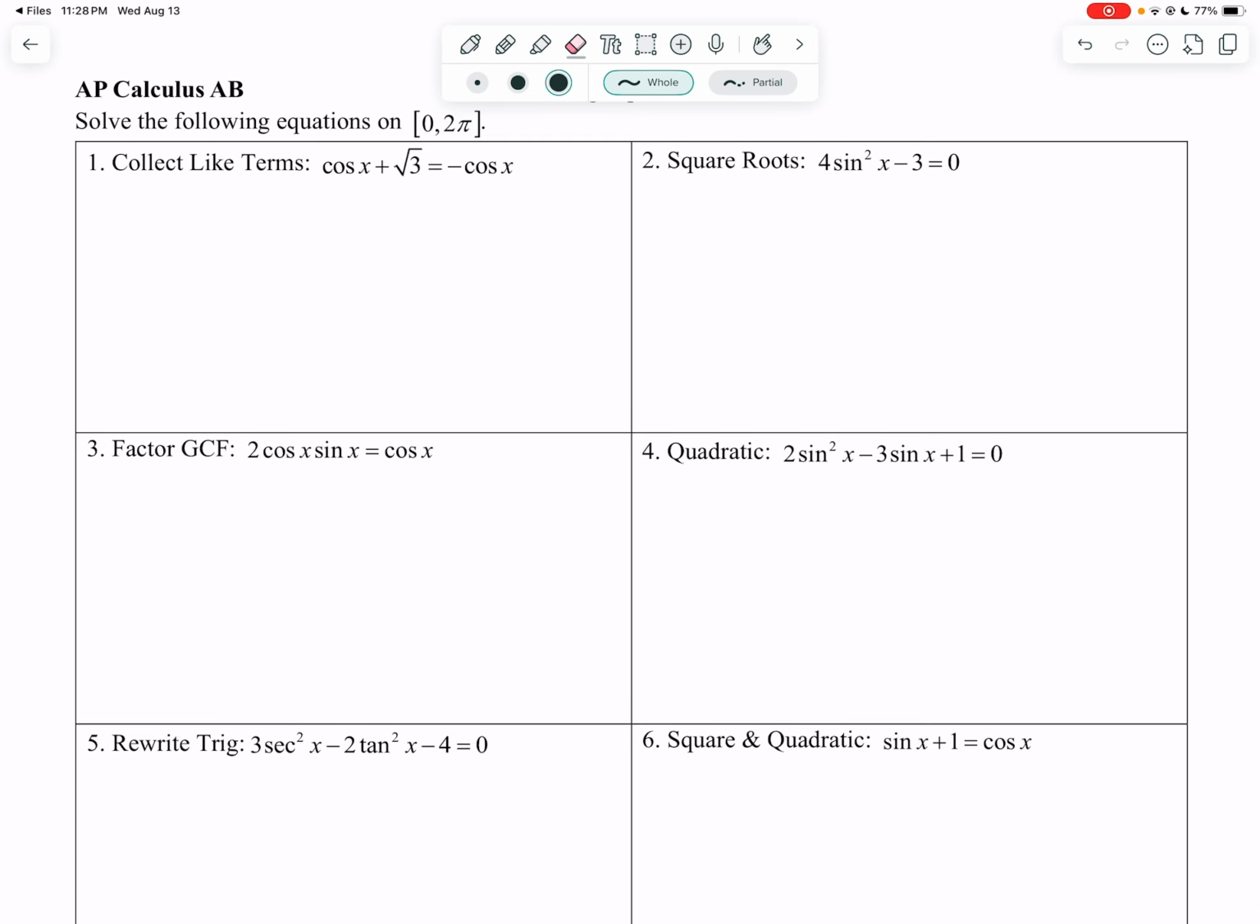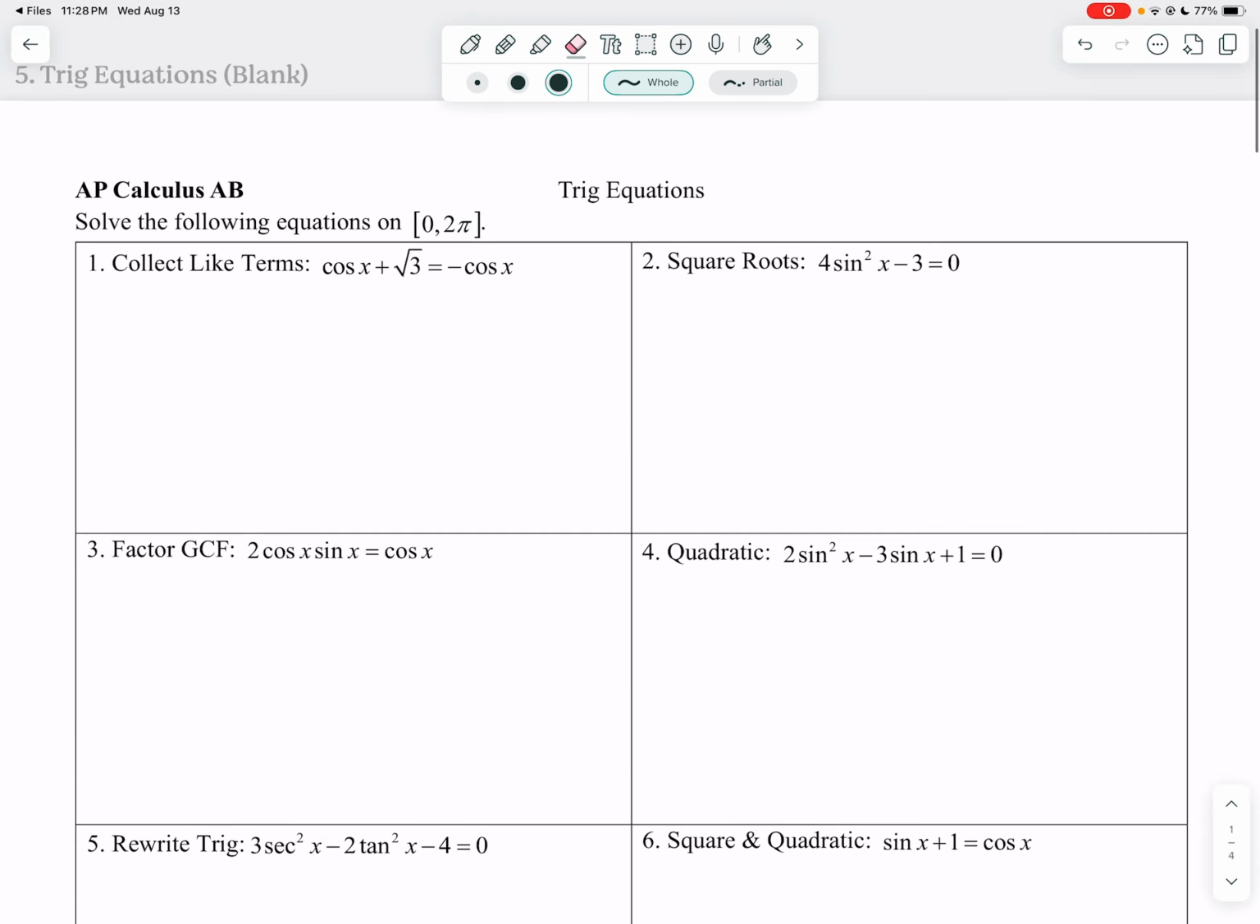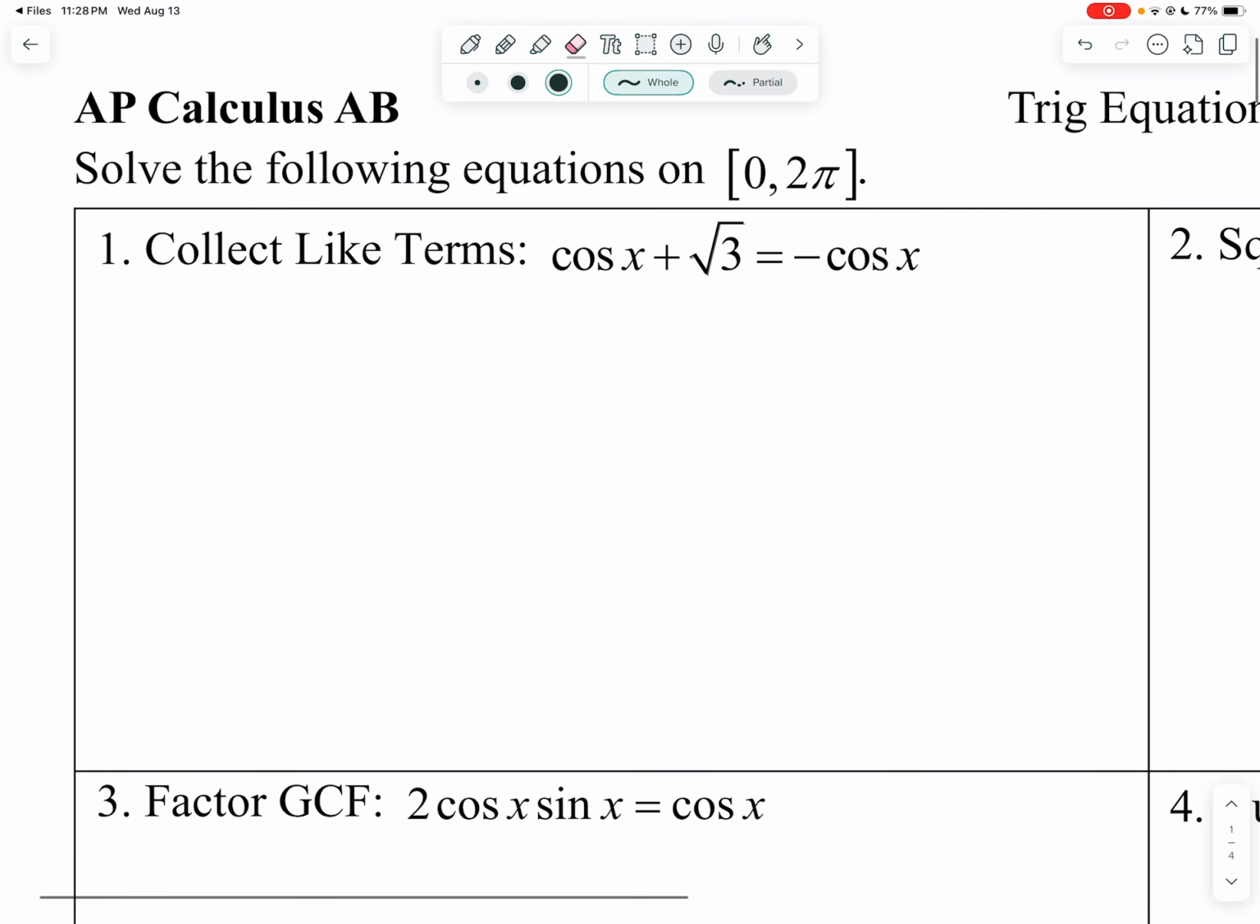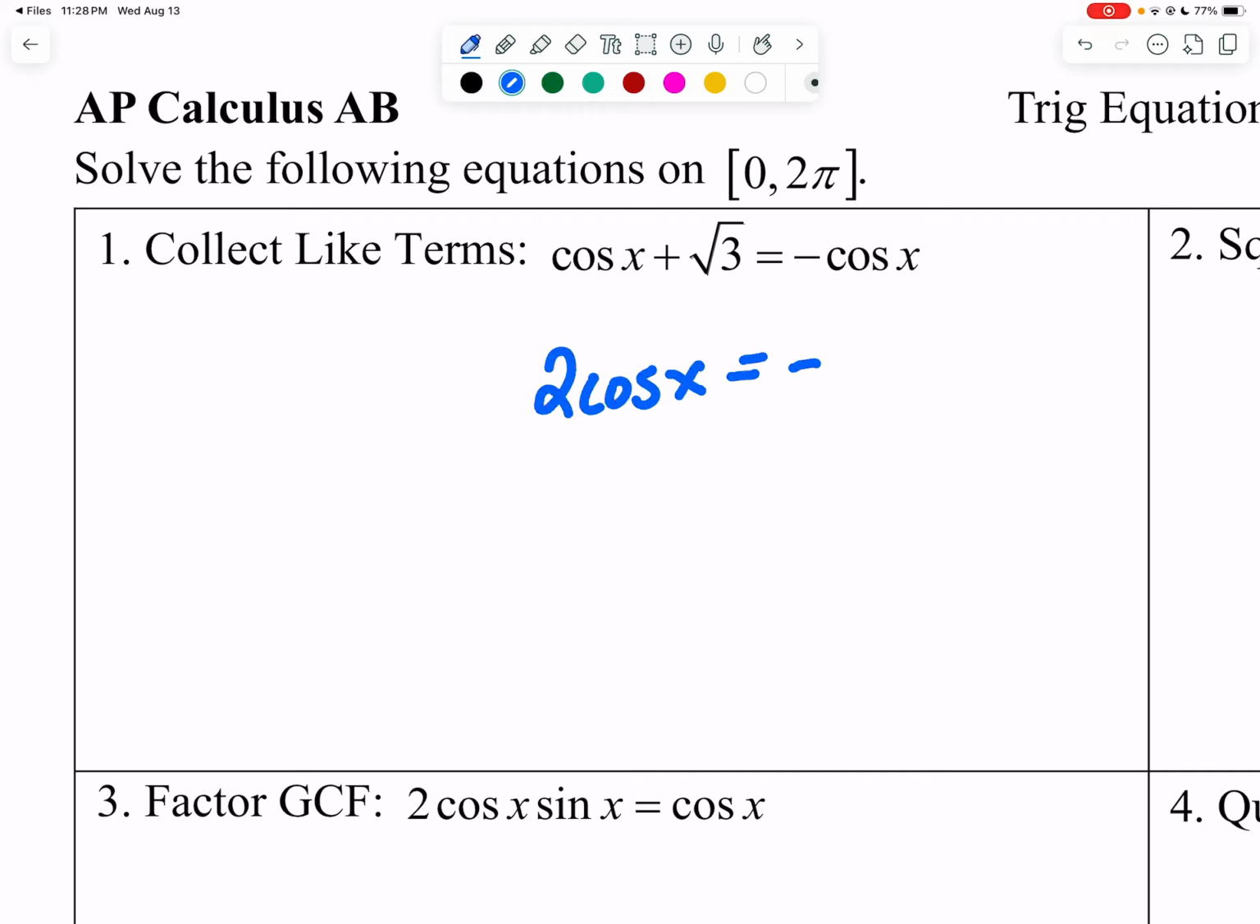The first one, very simple, easy peasy lemon squeezy. We're going to be collecting like terms. So add cosine to both sides and then move that root 3 over, or do whatever you want. But either way, you are going to get 2 cosine of x is equal to negative root 3. Cosine of x is equal to negative root 3 over 2.